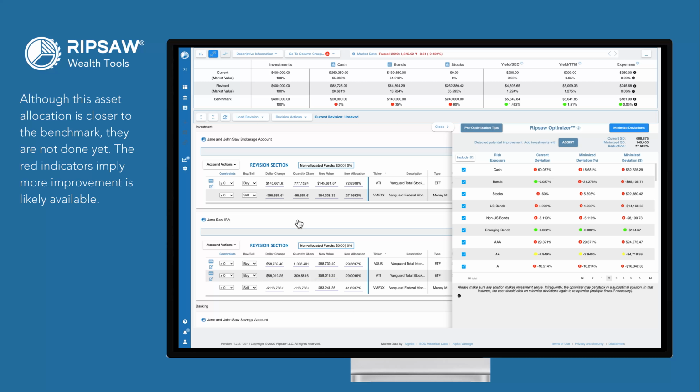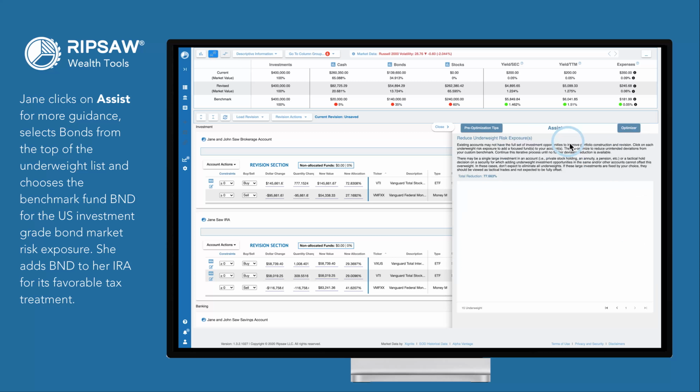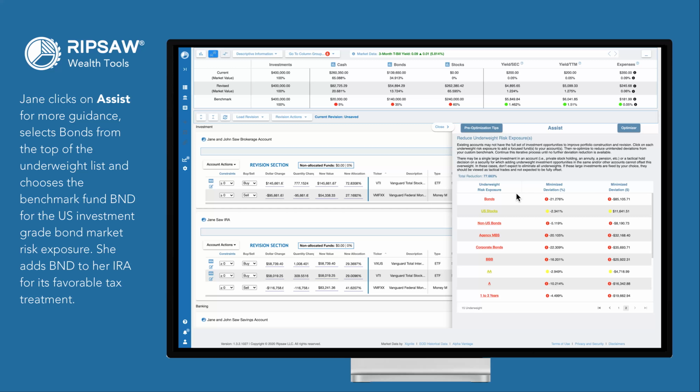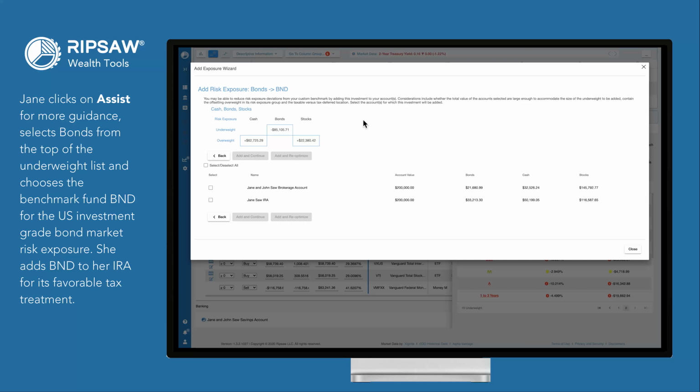Though this asset allocation is closer to the benchmark, they are not done yet. The red indicators imply more improvement is likely available. Jane clicks on Assist for more guidance, selects bonds from the top of the underweight list, and chooses the benchmark fund BND for the U.S. investment grade bond market risk exposure. She adds BND to her IRA for its favorable tax treatment.